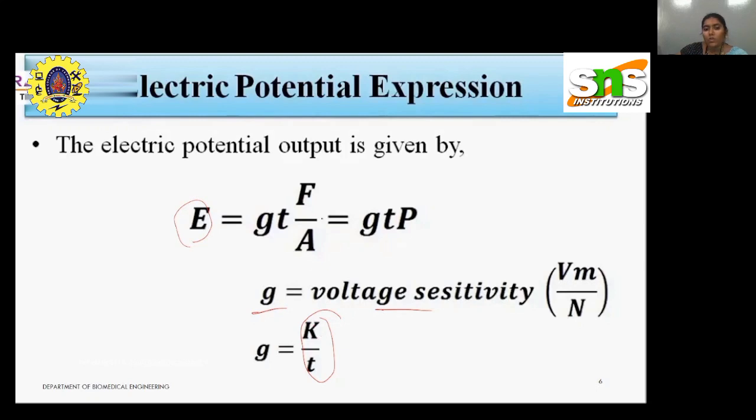How is F by A replaced by P here? We already know that pressure is nothing but force per unit area. So in place of F by A, we are replacing it by P. So G t F upon A is also called G t P. This is nothing but the electric potential output.